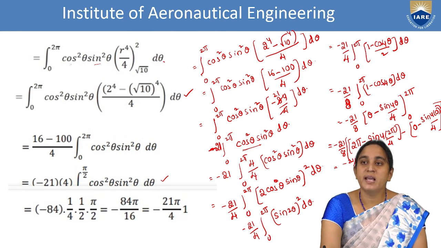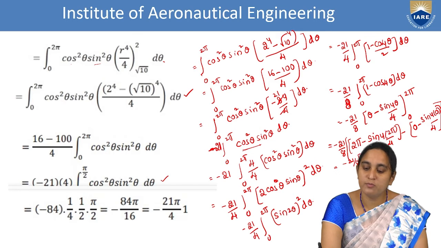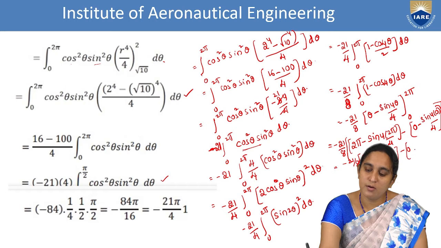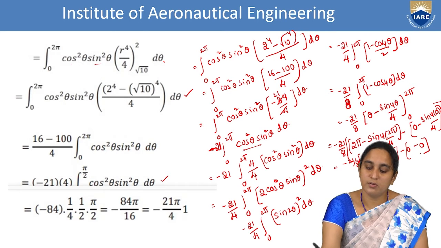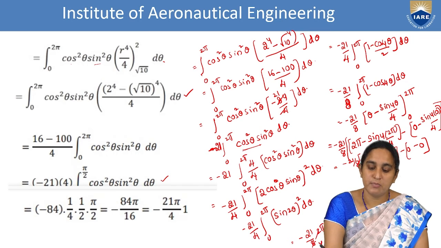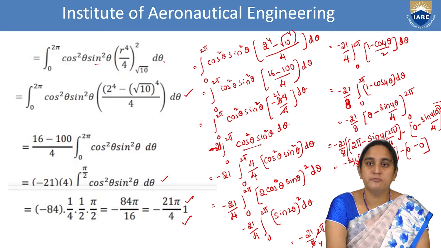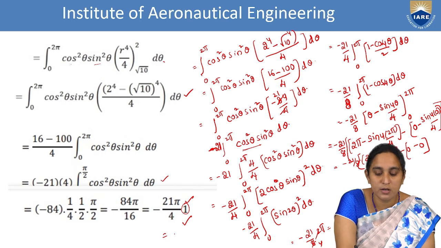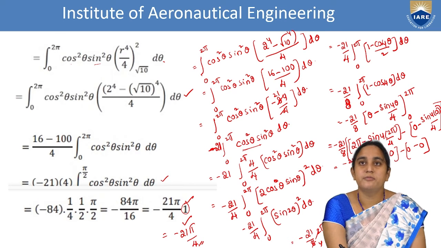Okay, from that, minus 21 by 8 into 2 pi. What about the value of sin 8 pi? Sin 8 pi value is 0, minus sin 0, which is also 0. Therefore, the final answer is minus 21 by 8 into 2 pi. Here 2 fours are 8, that is minus 21 pi by 4. This is the final answer.